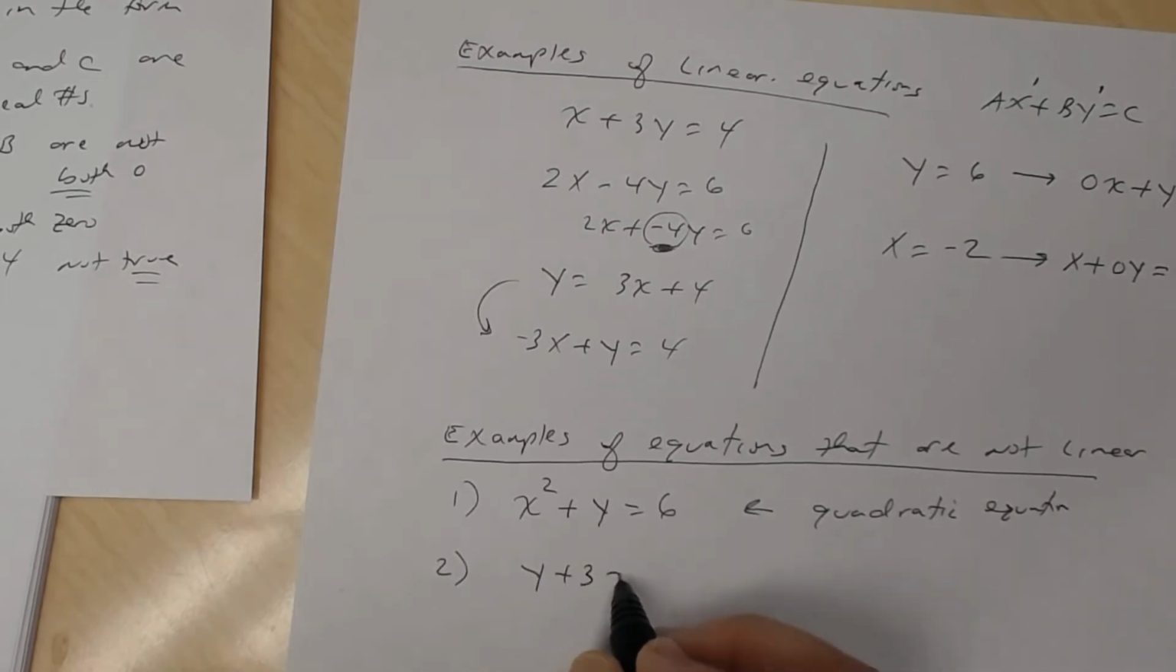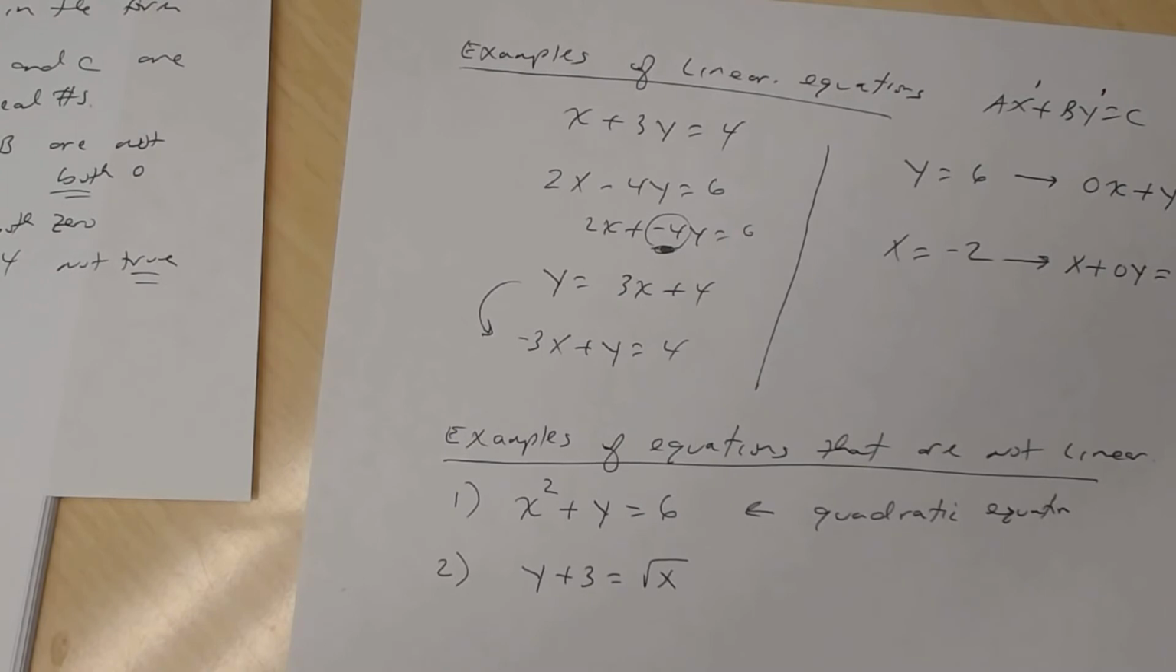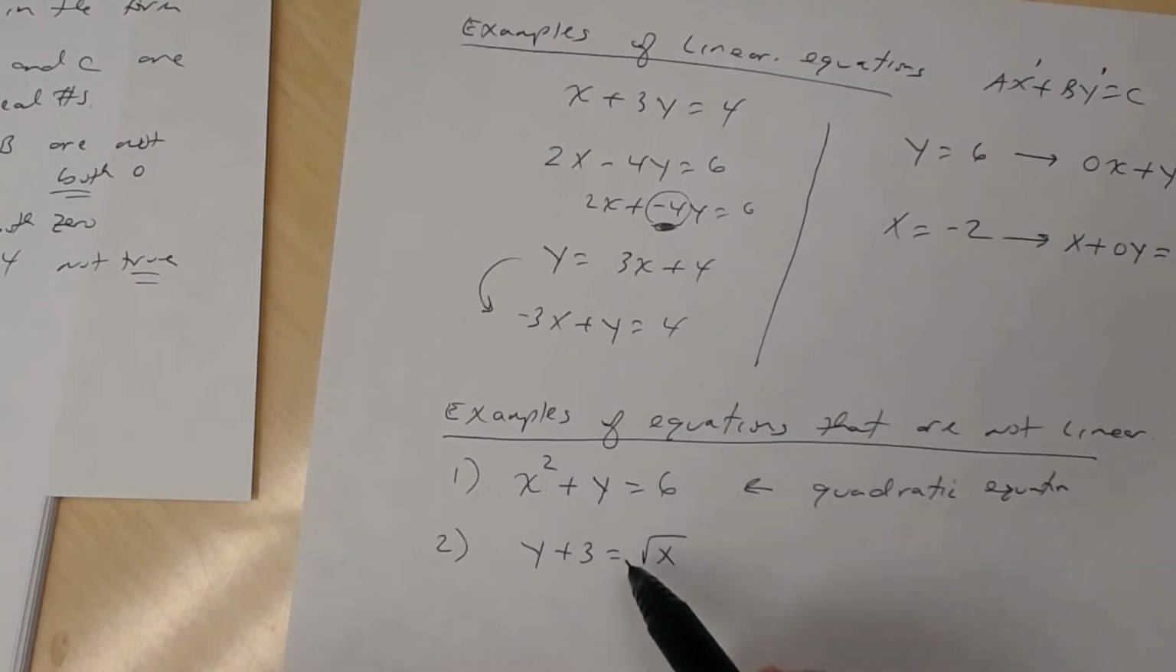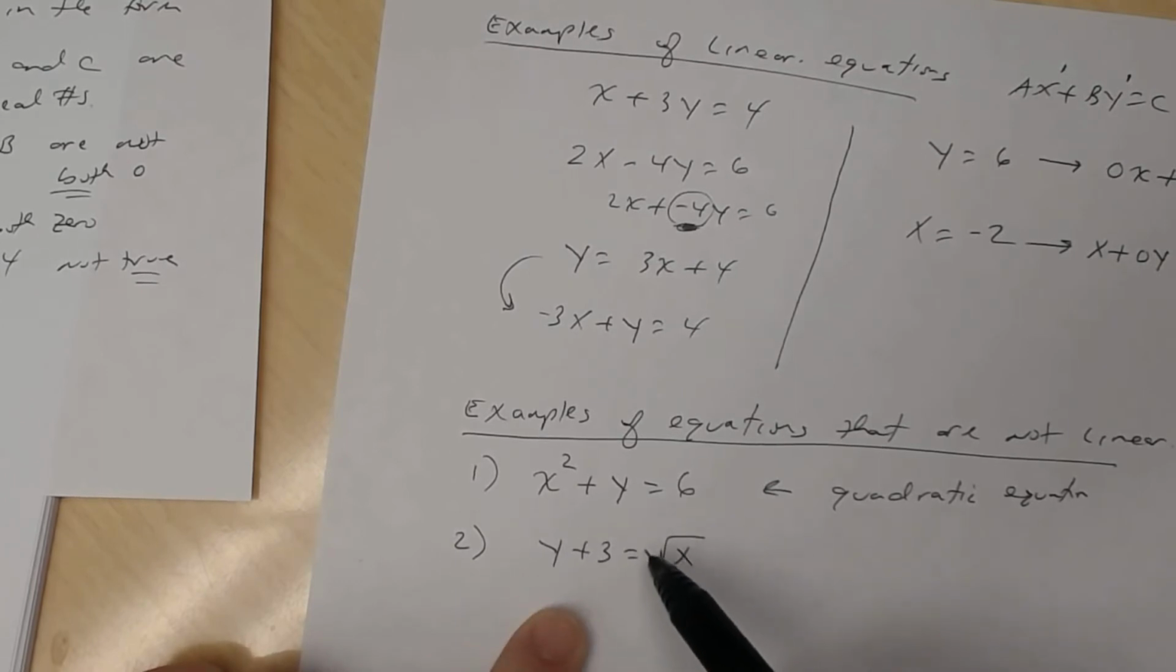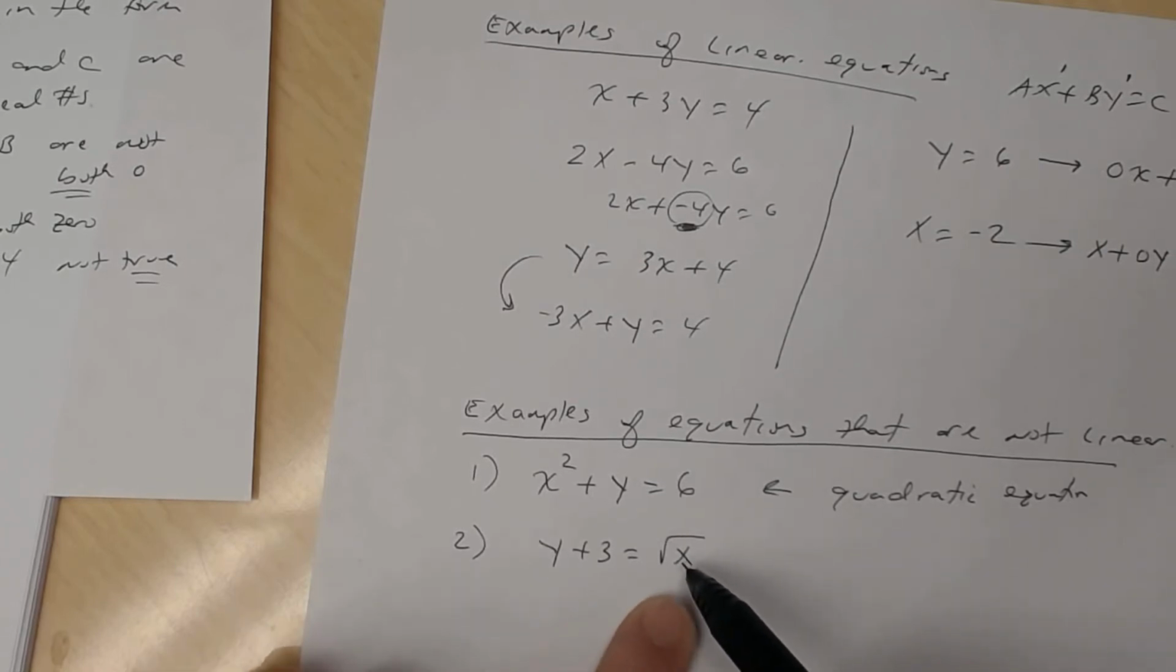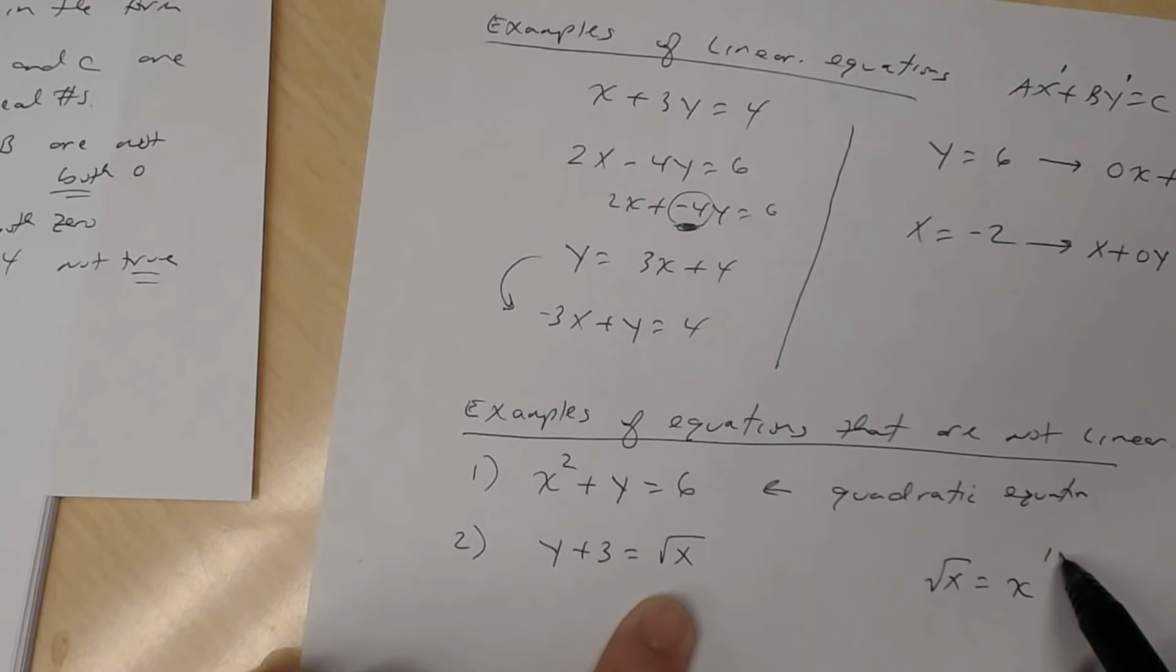y plus 3 equals the square root of x. So what makes it not linear? The y is fine, y to the first, but the square root of x is not the same as x. You're going to learn soon, you don't know why now, that the square root of x is the same as x to the 1/2. So notice that this exponent is not 1, but we're going to learn that in a future lesson.